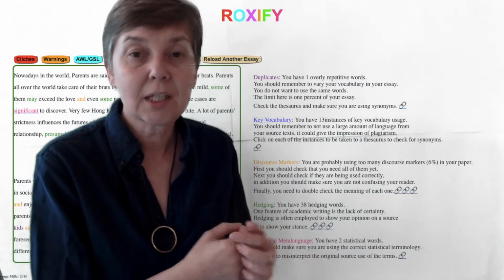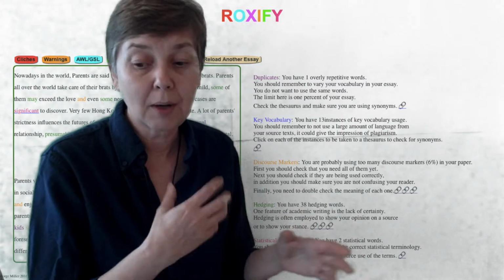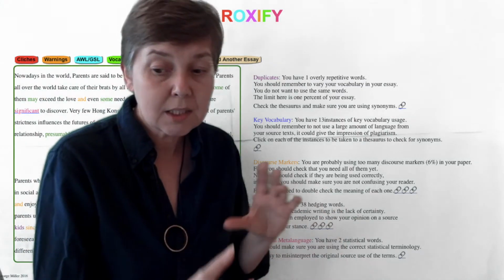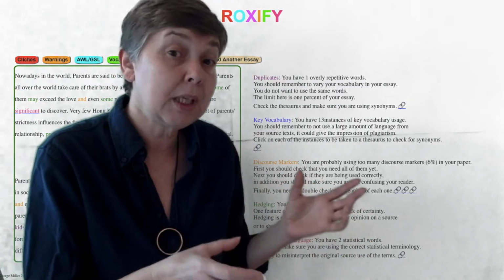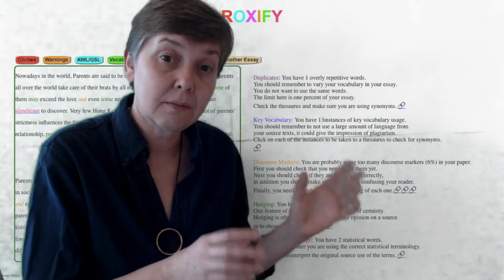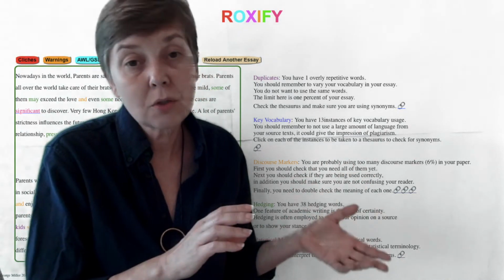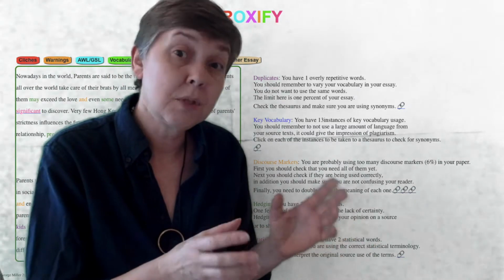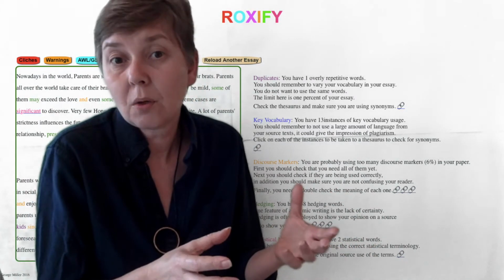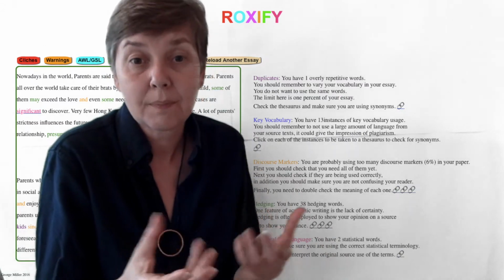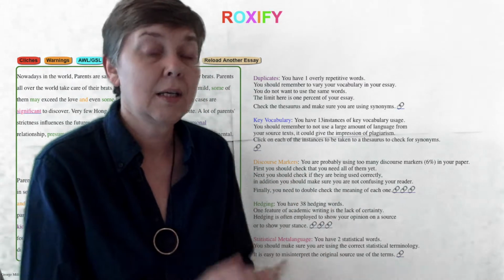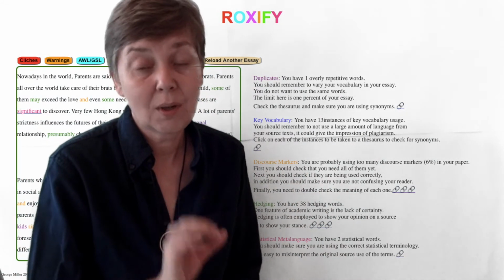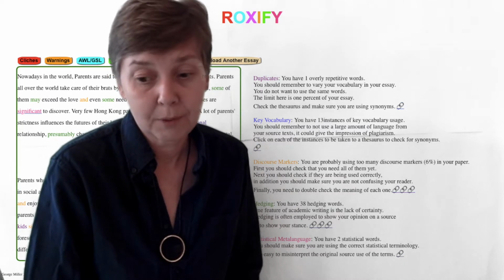In academic writing, you want to use hedging throughout your paper. It's used to show your opinion on a source, on the validity of a source. It's used to show how much you agree with the source, or how much you disagree with a source, or maybe it's used to show respect to the writer. But you want to make sure that you've got it. If you're showing up with no hedging, you need to fix your paper.